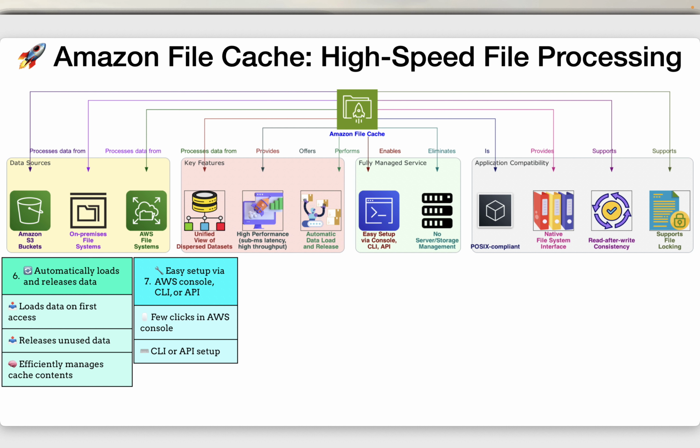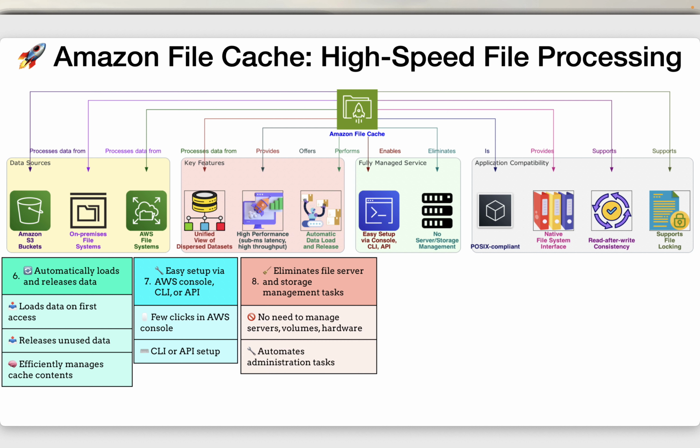Setting up a high-performance cache with Amazon File Cache is simple and can be done with just a few clicks in the AWS console, CLI or API. With Amazon File Cache, users don't need to worry about managing file servers, storage volumes, updating hardware, configuring software, capacity planning, or performance tuning, as the service automates these time-consuming administration tasks.